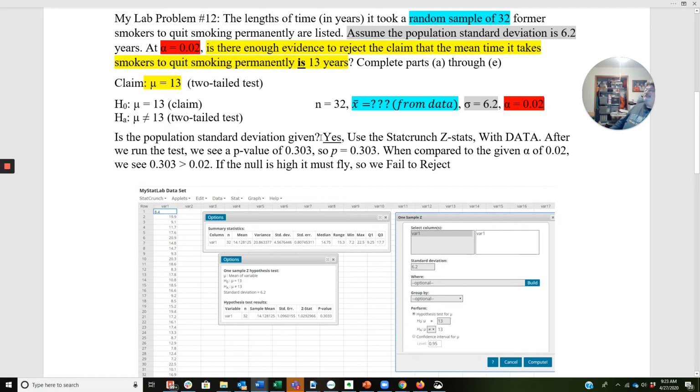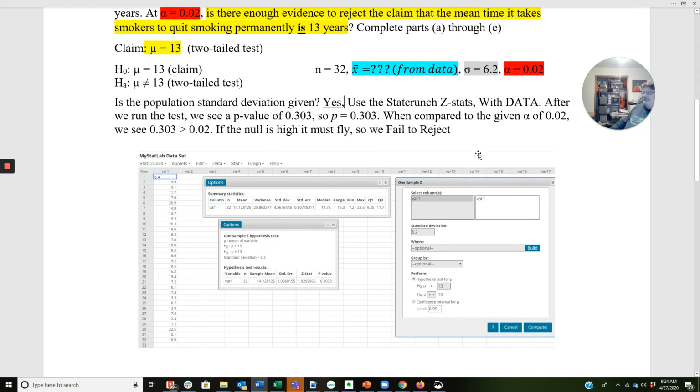Is the population standard deviation given? Again, the answer is yes. And since it is given, we're going to use z-stats, but we're going to use it with data this time. After we rerun the test, we'll see a p-value of 0.303. So p equals 0.303. When compared to the given alpha of 0.02, we see that 0.303 is greater than 0.02. If the null is high, it must fly. So again, we're going to fail to reject.